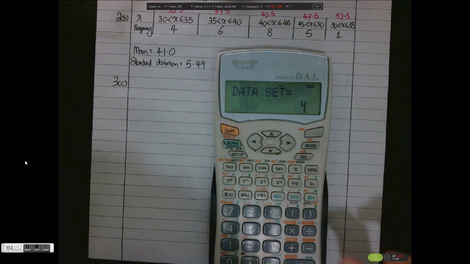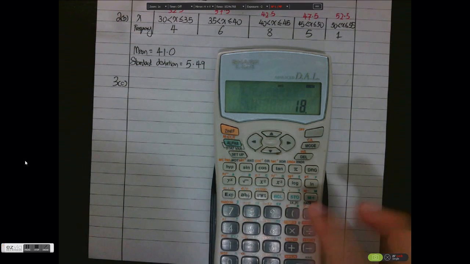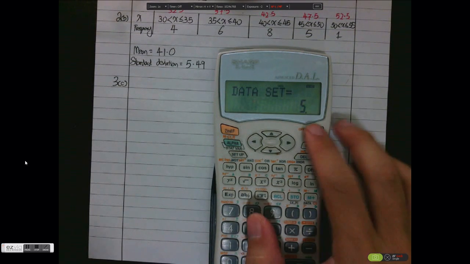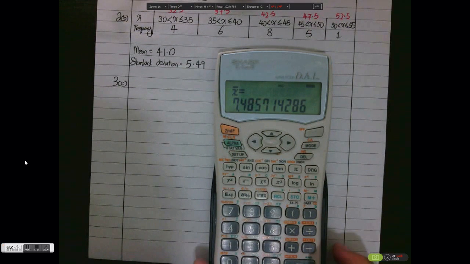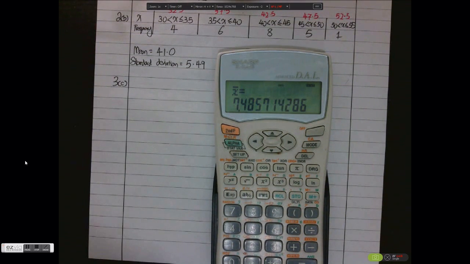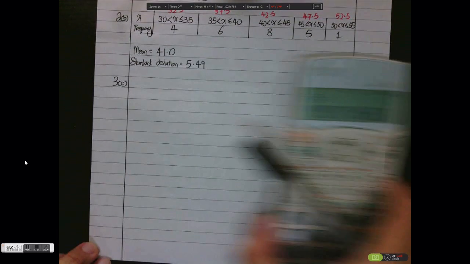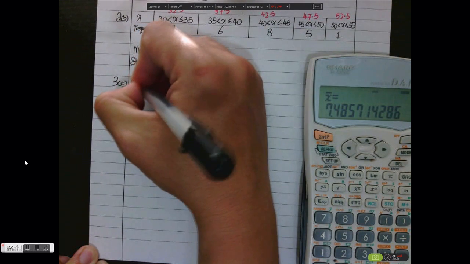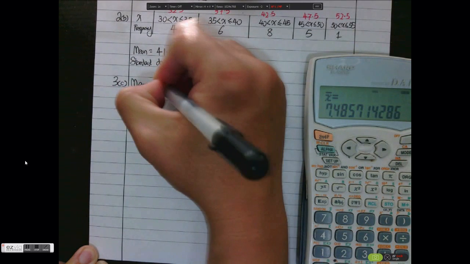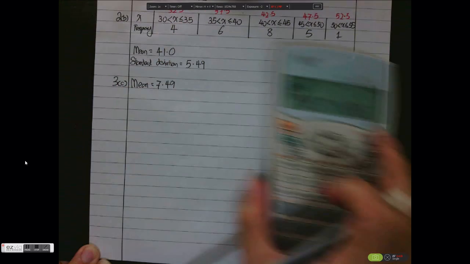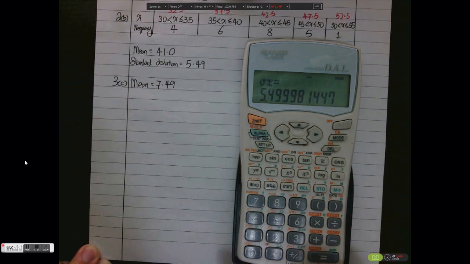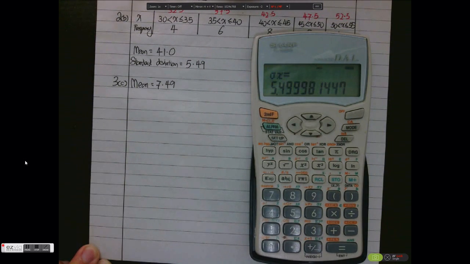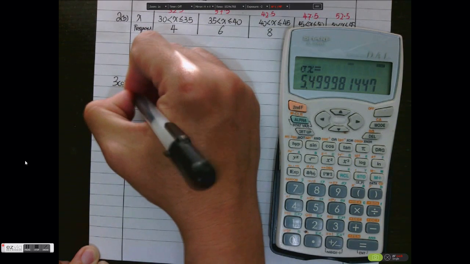Alright, my data is all keyed in, and my mean for 3C is 7.49. Okay, let me write it down. The mean is equal to 7.49, and my standard deviation is equal to 5.50, correct to 3 significant figures. And that's it for question 3C.